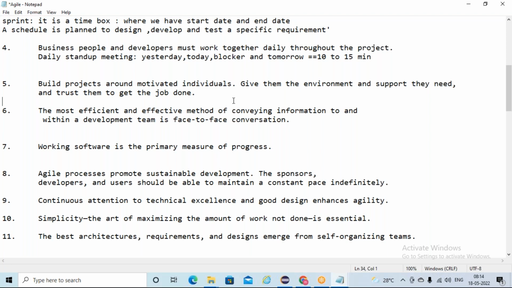So that is what the principle says: build projects around motivated individuals, give them such an environment and support, and trust them first. Even if you are telling 2 days, if I say, why 2 days, man? It can be finished in one day, you can finish it in half a day, then you will do it, but you will show incorrect results. That kind of thing will not be entertained. So we'll give the environment, and yes, we'll take enough time.